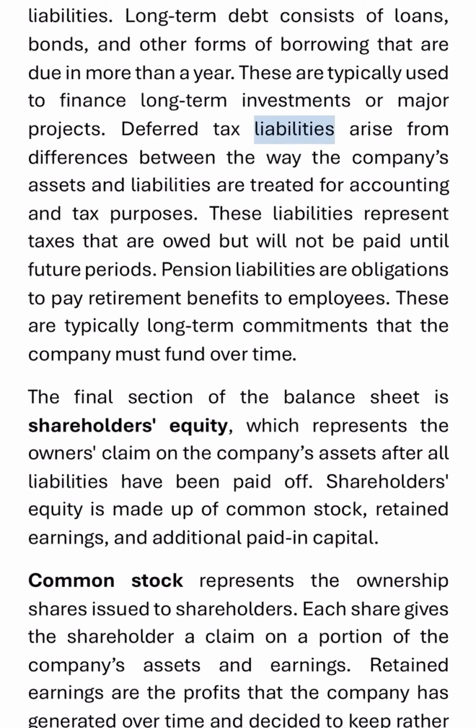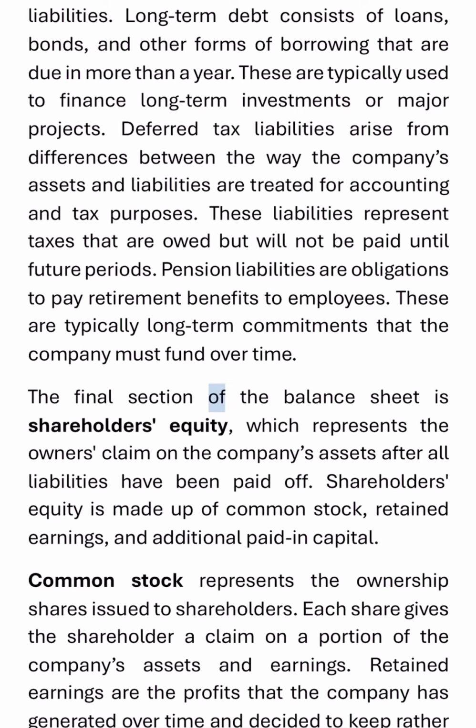Deferred tax liabilities arise from differences between the way the company's assets and liabilities are treated for accounting and tax purposes. These liabilities represent taxes that are owed but will not be paid until future periods. Pension liabilities are obligations to pay retirement benefits to employees. These are typically long-term commitments that the company must fund over time.